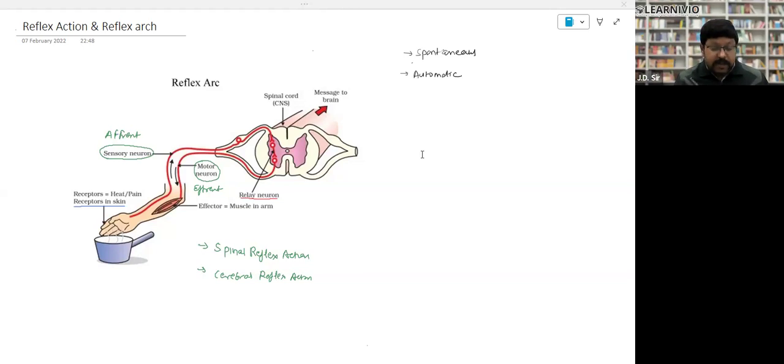It is called spinal reflex action. And if it is controlled by the brain, it is known as cerebral reflex action. Full stop.